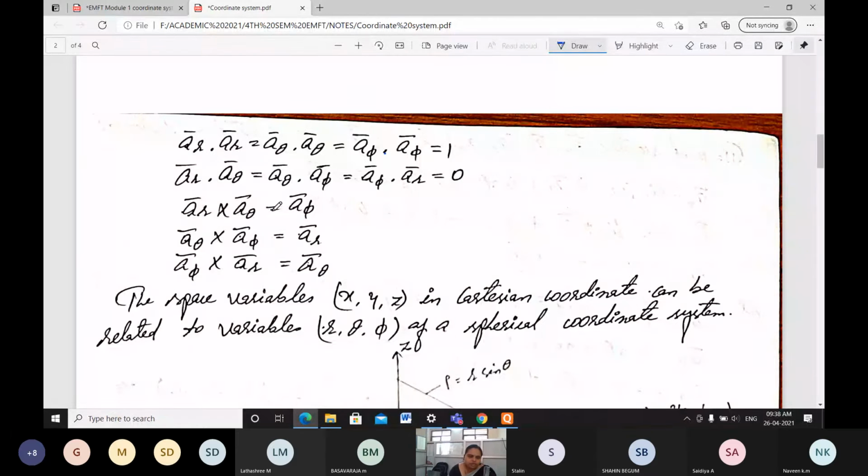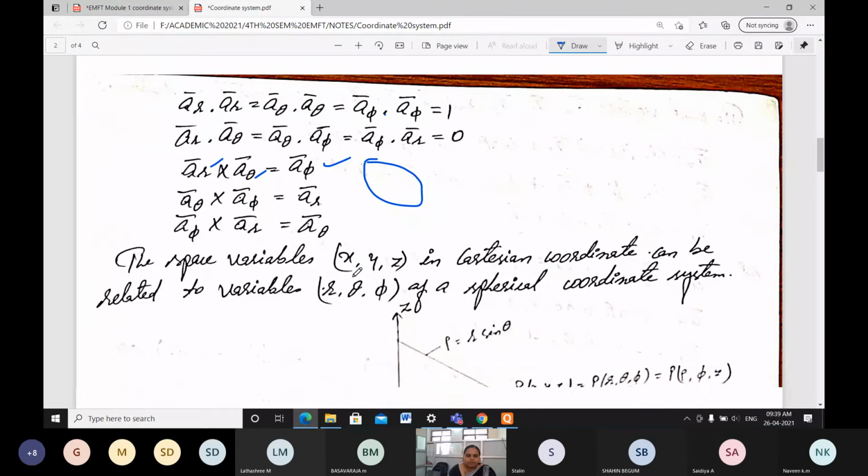Then in terms of cross product, a_r cross a_theta gives the one which is not there among the unit vectors, that is a_phi. Based on circular permutation, we can write the equations. Then a_theta cross a_phi is going to be a_r, and a_phi cross a_r is going to be a_theta.